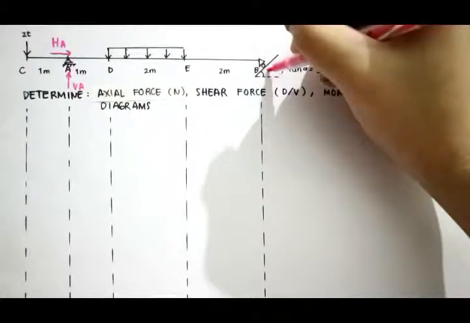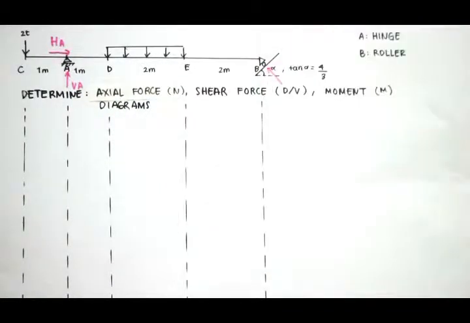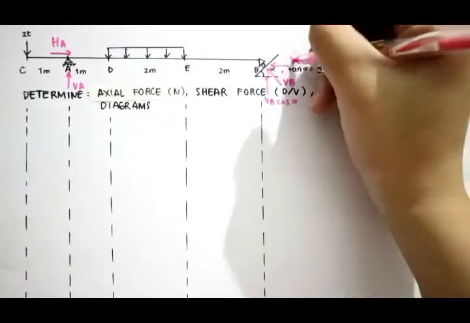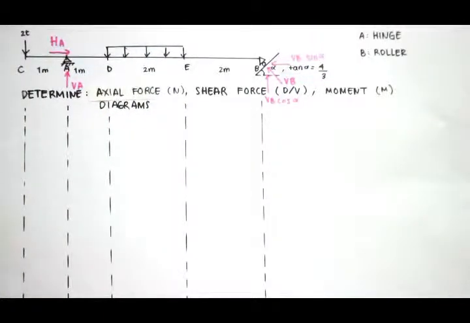At B, since it's a roller, it has a vertical reaction perpendicular to the inclined plane. So I have VB cosine of alpha and VB sine of alpha. The next step is to calculate HA, VA, and VB.